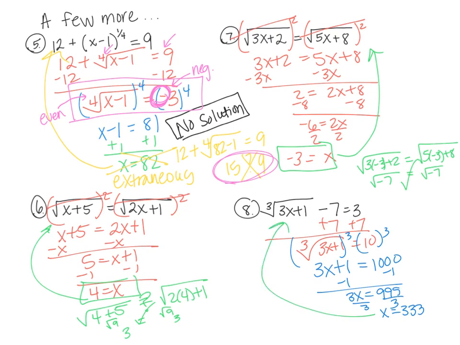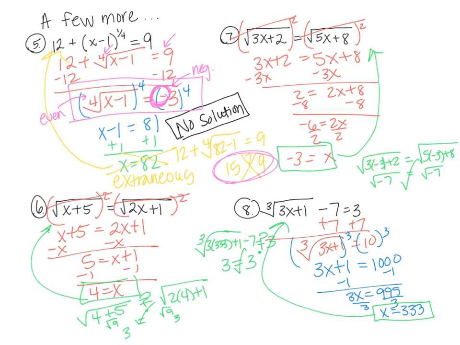So I'm going to take the cubed root of 3 times 333 plus 1. Subtract 7, and the question is, do I actually get 3? Okay, so let's do it. 333 times 3 is 999, plus 1 is 1,000. Cubed root of that is 10. 10 minus 7 is 3. It checks out.